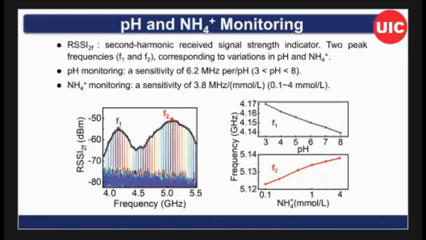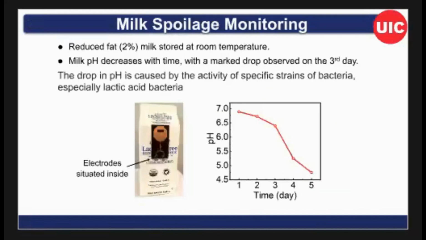We measure the envelope of the RSSI pattern, and if there's any change in pH value or the concentration of ammonia, the two peaks will shift. This is our measurement result. We can measure the shift in the peak frequency, so we have a way to monitor the food quality. For example, this is a packaged meal. We can monitor the pH value change with time. Basically, we monitored the food quality over 5 days.